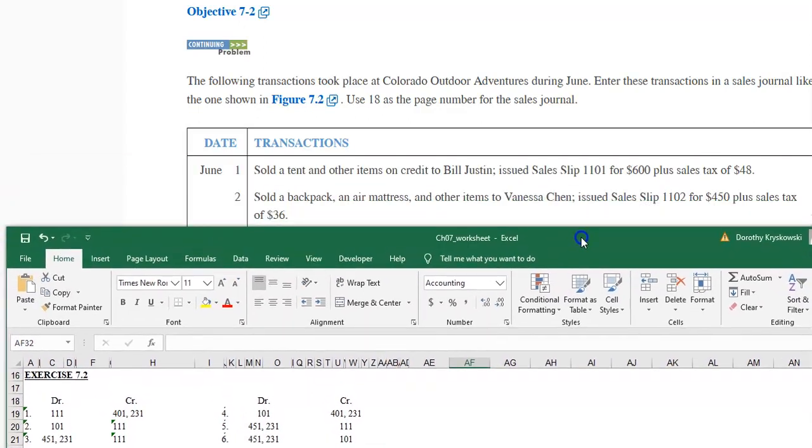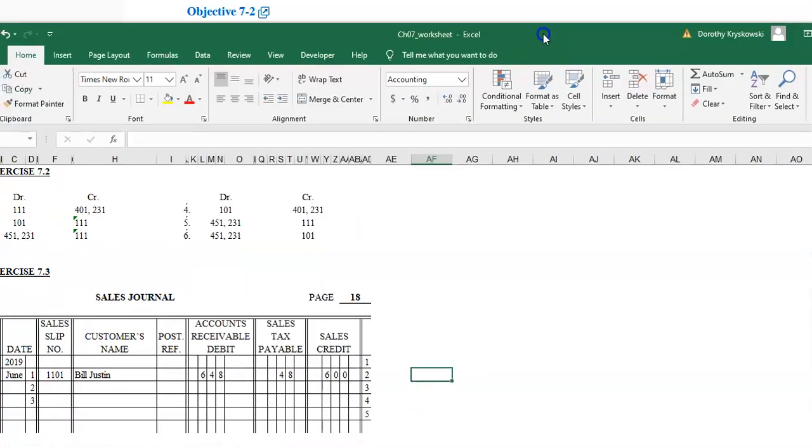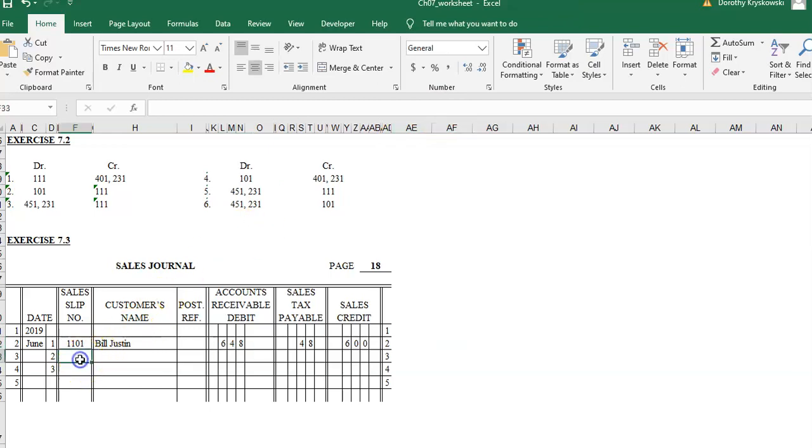Next one, sold a backpack, an air mattress, and other items to Vanessa Chen. Issued the sales slip 1102 for $450 plus the sales tax of $36. So she will owe $450 plus sales tax. So we're just going to type her in. That's going to be 1102. Vanessa Chen. 486.